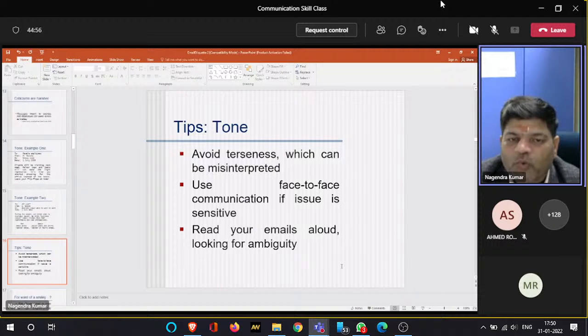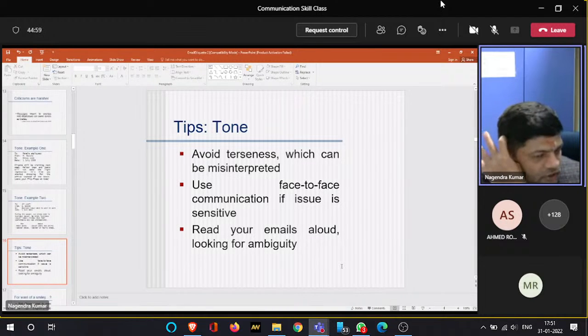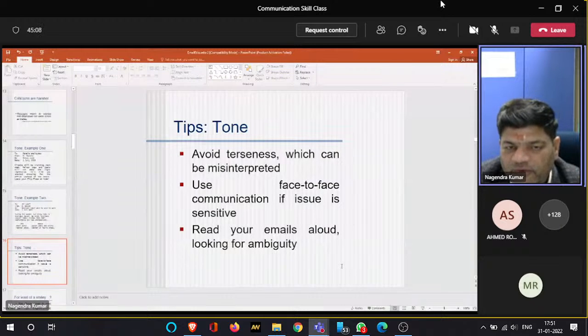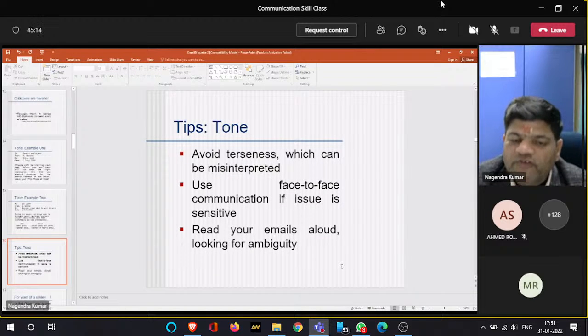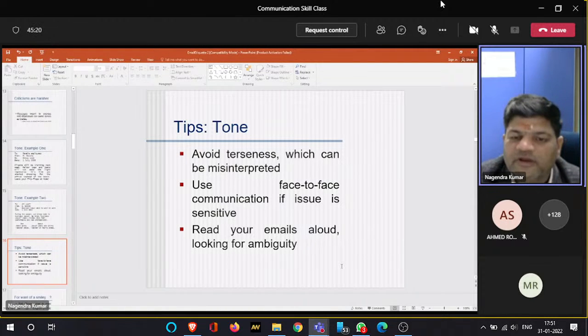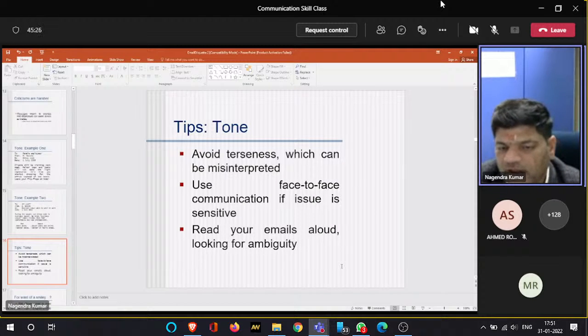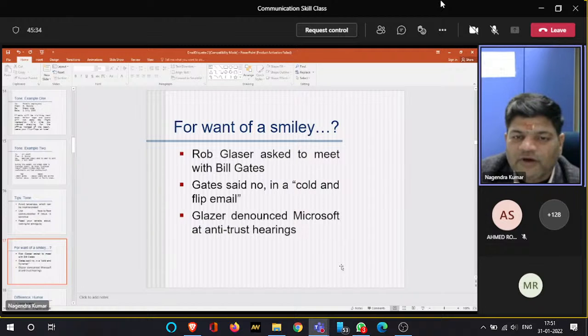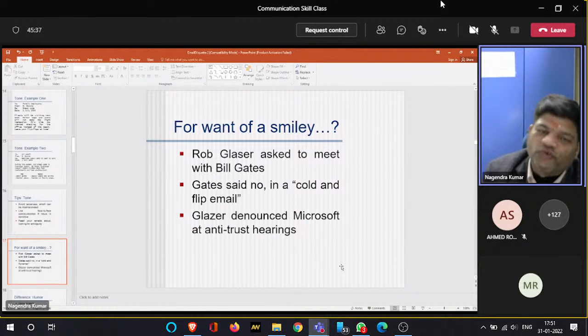So if you want your email message to be understood properly and not to hurt somebody, then avoid terseness in your message, which can be misinterpreted. Use face-to-face kind of communication if the issue is sensitive, the way you can talk to somebody; the same may be delivered through your email. Read your emails aloud, looking for ambiguity, and if you think that there is any word or expression that is ambiguous, you can do away with that. Now, if you have to use a smiley, what do you do?